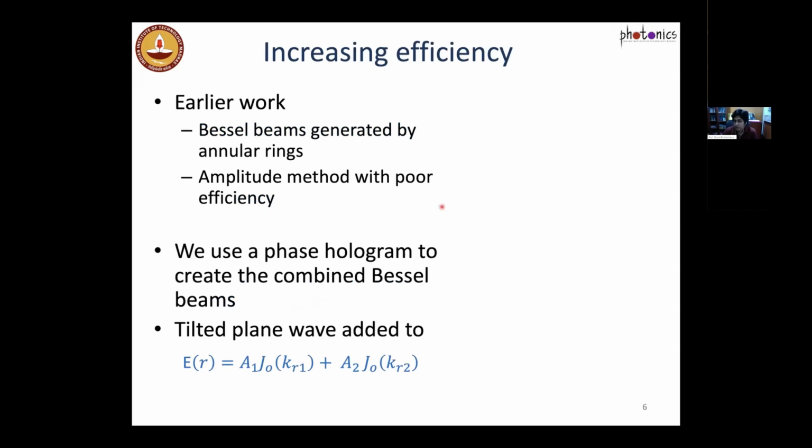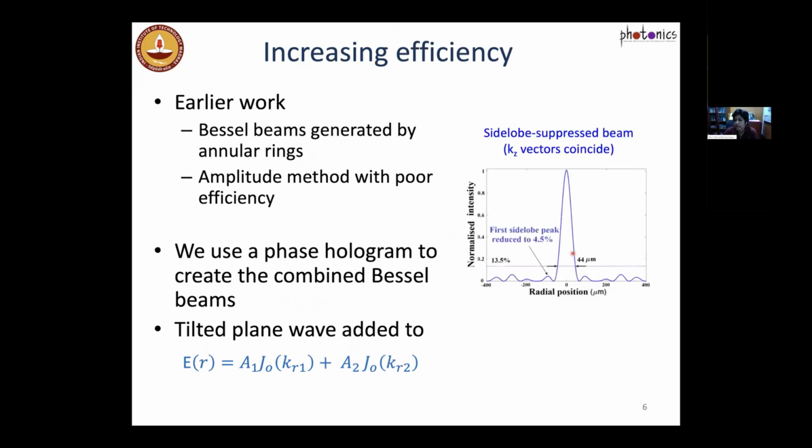Now, the problem with the earlier work is that it worked and they were able to generate Bessel beams, but they generated them using annular rings. This is a very lossy proposition. A very small percentage of the light is actually coming through. And our work is to use a phase hologram to create the combined Bessel beams. So we basically add a tilted plane wave to this once the optimization is done, and then create a hologram. And then we can arrive at this side lobe suppressed Bessel-like beam.